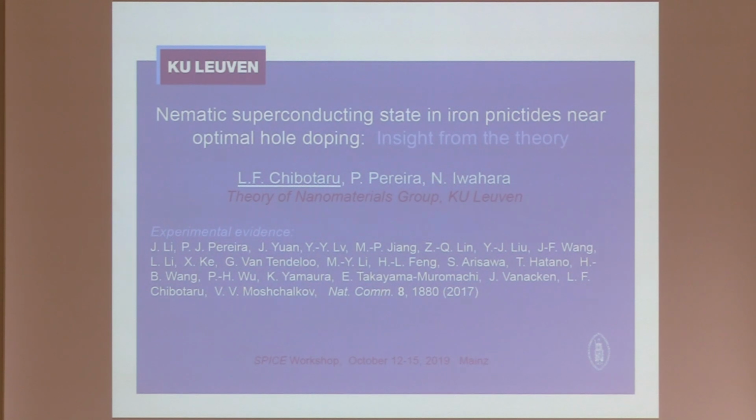I will be speaking about nematic superconducting states in iron pnictides near optimal hole doping. This is a different nematic state from the one usually observed in bulk superconductors. In bulk superconductors, the nematic state is a symmetry breaking from tetragonal to two-fold rotational symmetry without breaking the time reversal symmetry. This kind of symmetry breaking was observed in 122 superconductors.